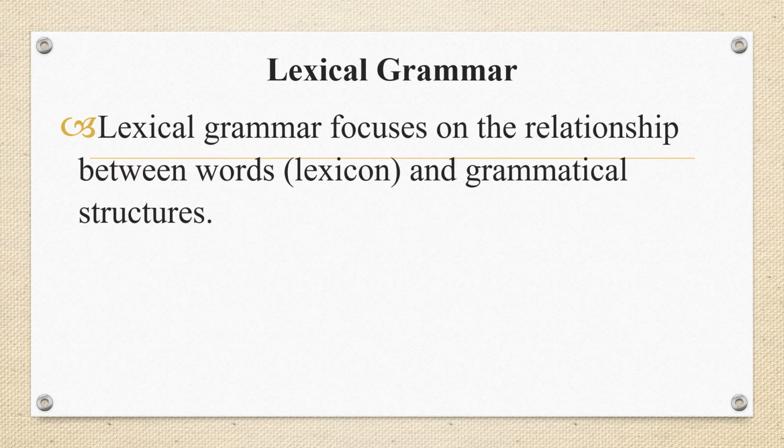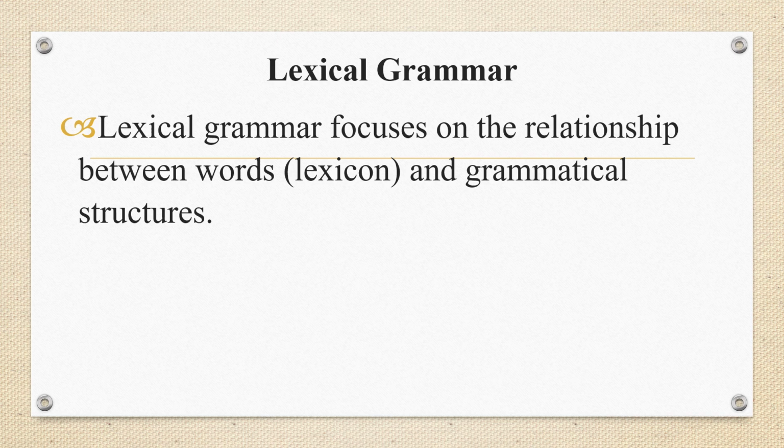The last type of grammar is called lexical grammar. So, lexical grammar focuses on the relationship between words, that is, lexicon, and grammatical structures. It considers how words function within sentence structures and how the meaning of words affects sentence formation. This type of grammar studies the internal structure of words and their role in sentences, emphasizing word categories, that is, knowing whether it's a noun, verb, or adjective, and their syntactic functioning.